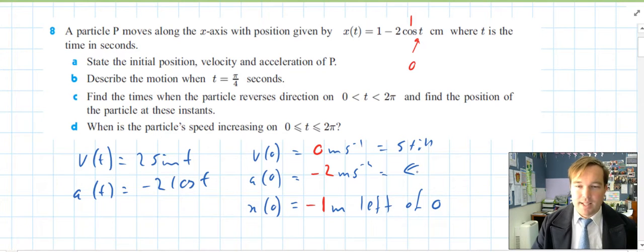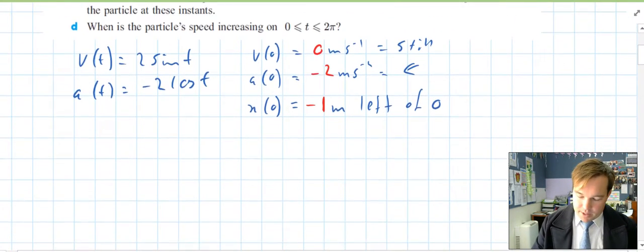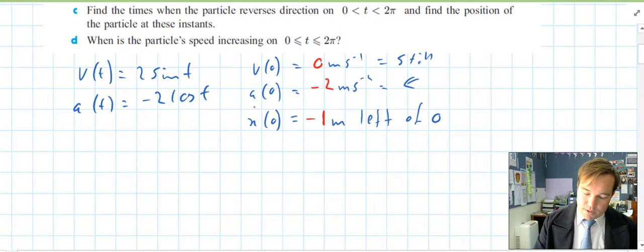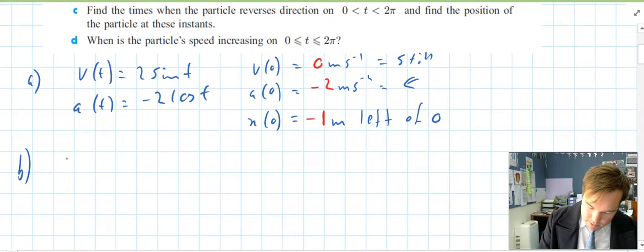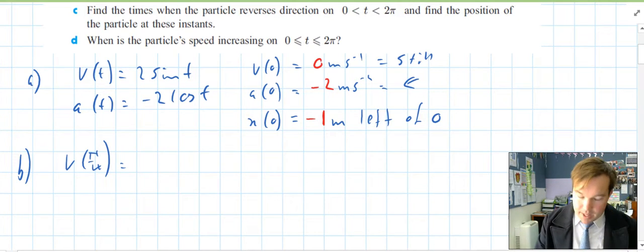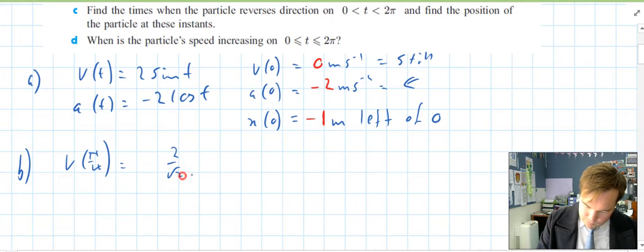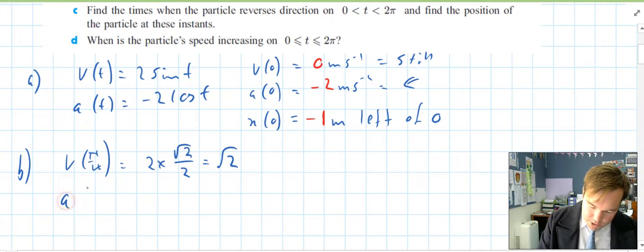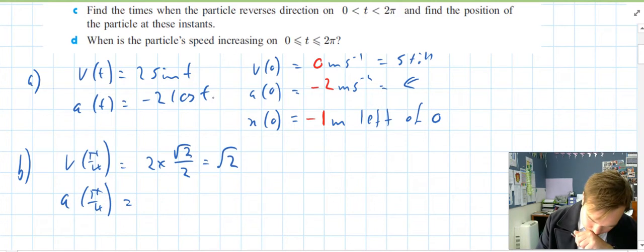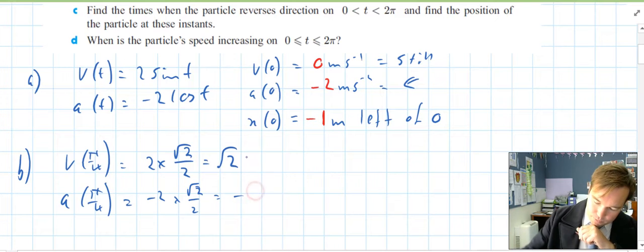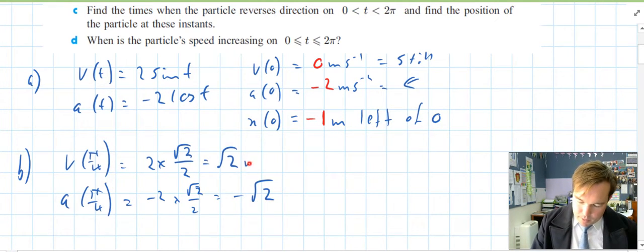So you have a mental picture of where this point is, where it's moving and where it's accelerating towards. Alright, describe the motion at time equals pi on 4 seconds. Well, very simply we need to find the acceleration and velocity at time equals pi on 4. So here, velocity at pi on 4 is 2 sine pi on 4. Now sine of pi on 4 is 2 on root 2. I lied, it's root 2 on 2, times 2 is just equal to root 2. And acceleration at pi on 4 is equal to minus 2 lots of root 2 on 2, which is minus root 2 meters per second squared.